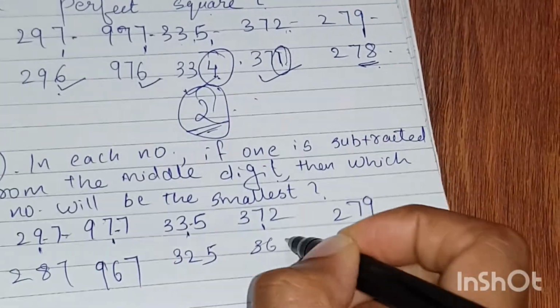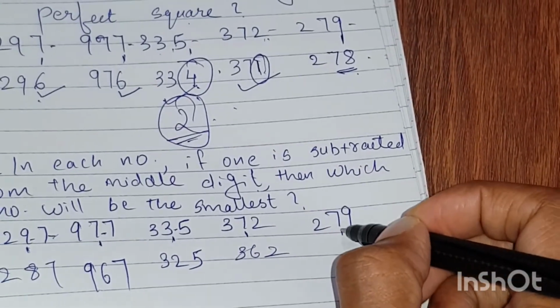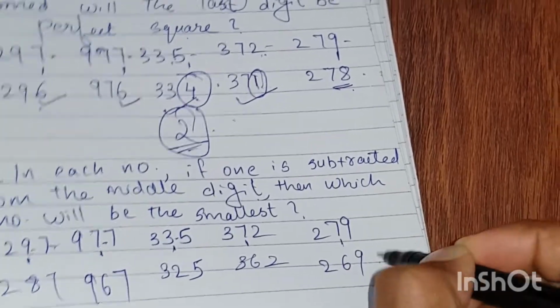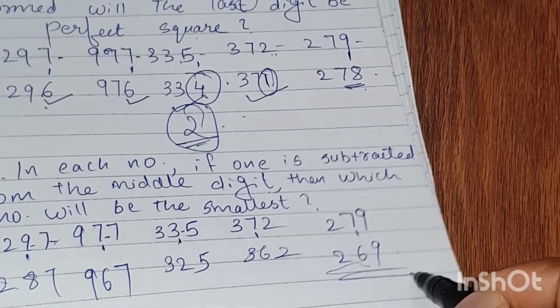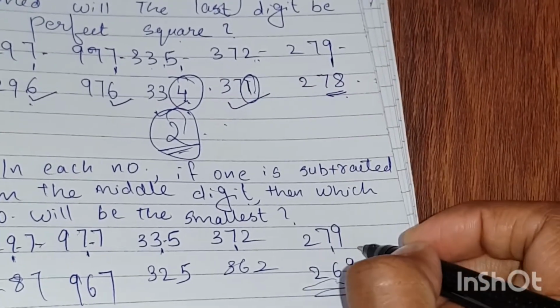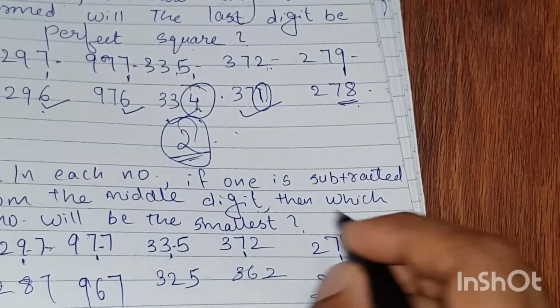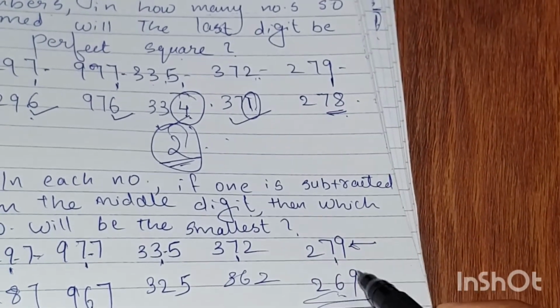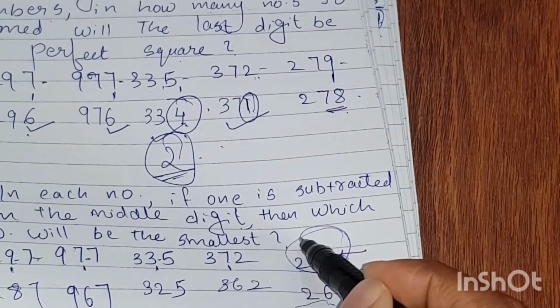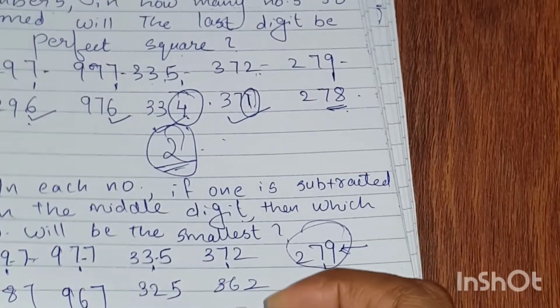the answer is 362, subtract 1 from this 7, so the answer is 269. So which is the smallest number? Yeah, 269 is the smallest number. So the corresponding number is 279. So the question is, which number is the smallest? After obeying this condition, this number is the smallest. Okay, so the answer is 279.